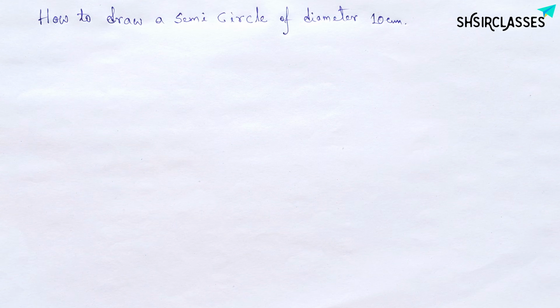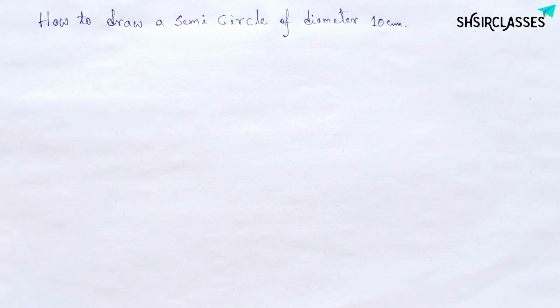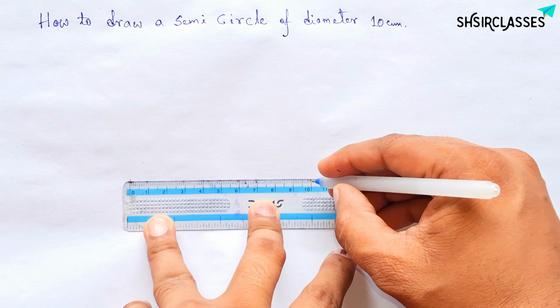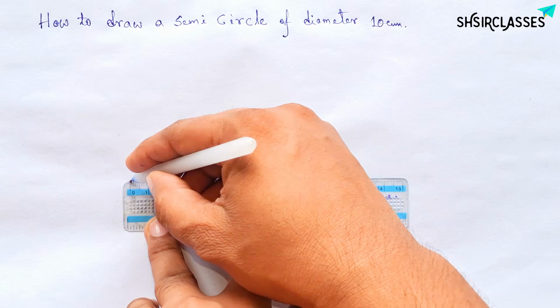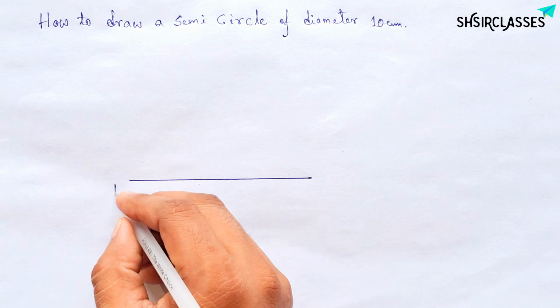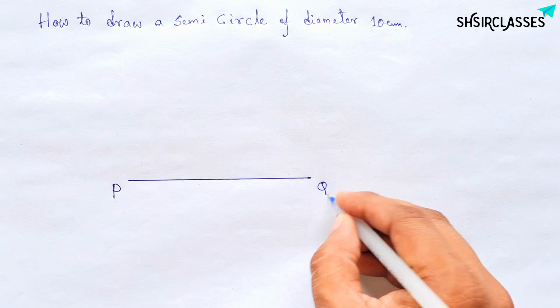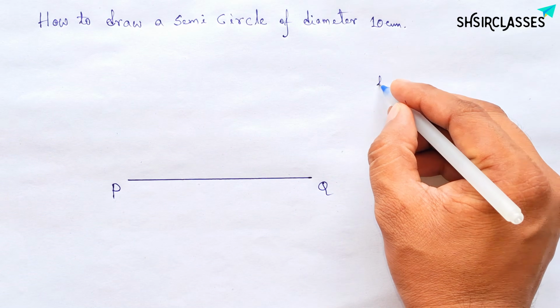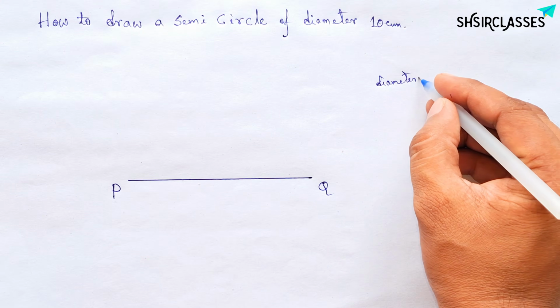First of all, let us draw here a line segment of length 10 centimeters. So with the help of scale and you have to use pencil. So first drawing a line segment of length 10 centimeter PQ. Okay, now roughly discussing here some important note.